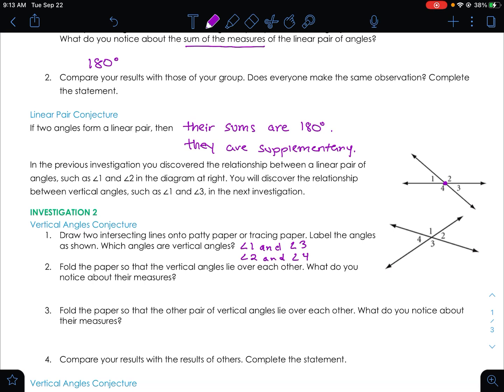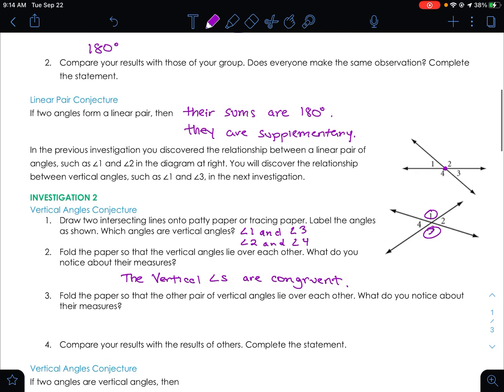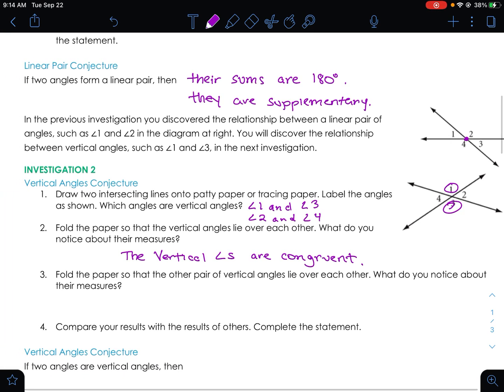Okay, so the vertical angles, and we're going to abbreviate vertical. No, we won't abbreviate it, because vertical angles are congruent. They are the same size. If you folded this so angles 1 and 3 laid on top of each other, you would see that 1 and 3 are congruent. If you folded it so that angles 2 and 4 were laying on top of each other, you would notice that they are both congruent. So what do we notice about their measures? We notice that they are the same.